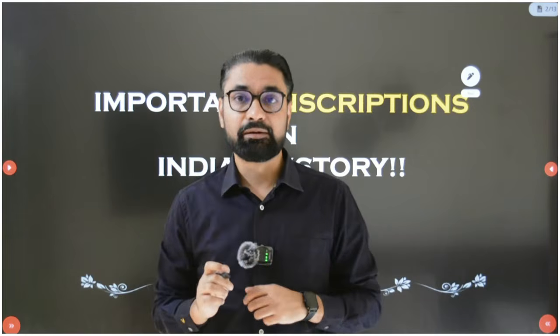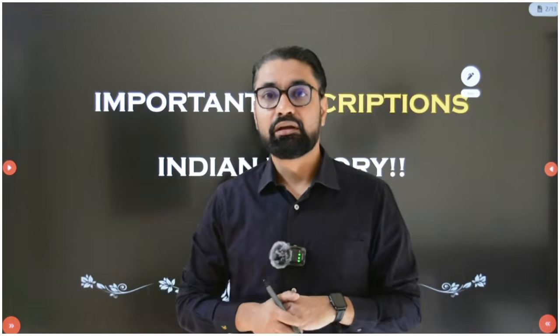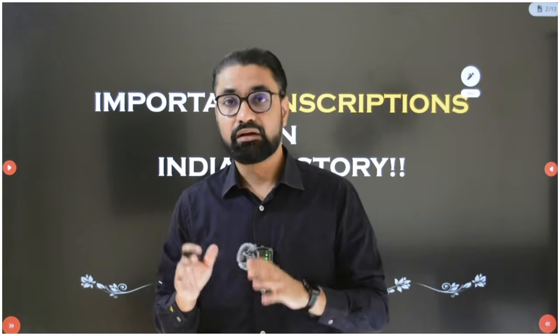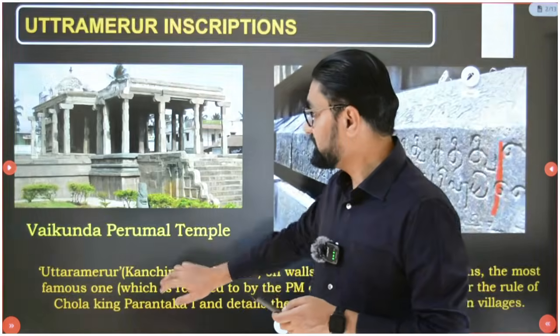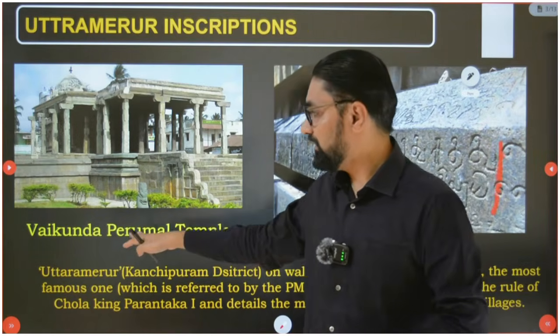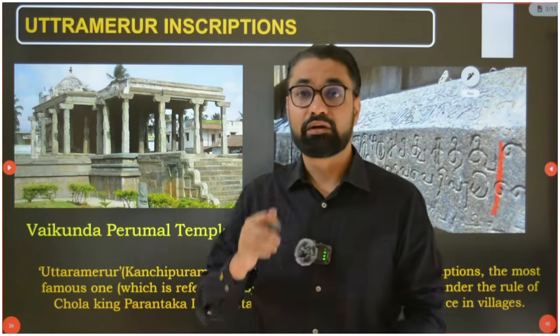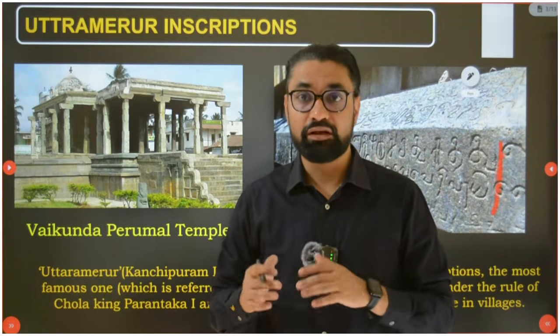So a question might come in your prelims paper or even in the GS1 paper of history regarding art, architecture, culture part. So this UTTRAMERUR inscription, we find on the walls of this Vaikunda Perumal temple. Okay, so this UTTRAMERUR inscription is from the dynasty of the Imperial Cholas.